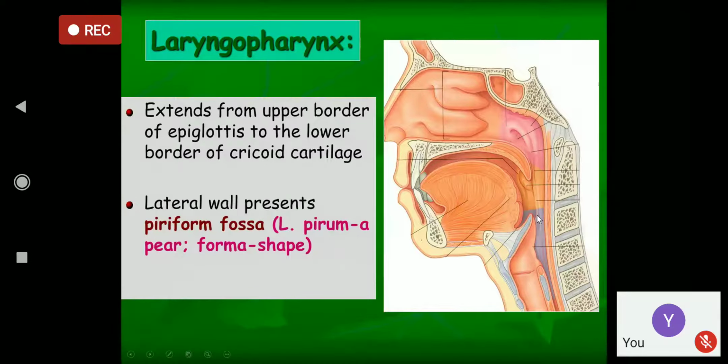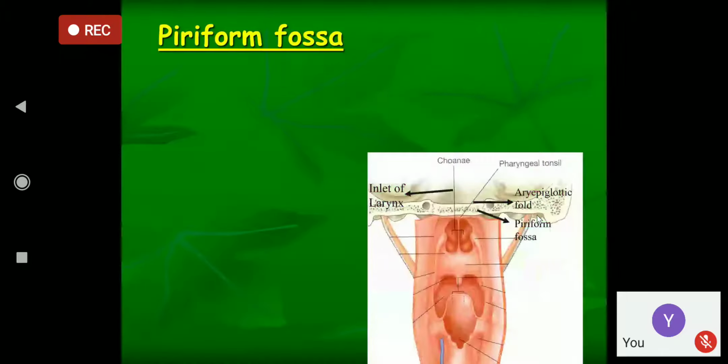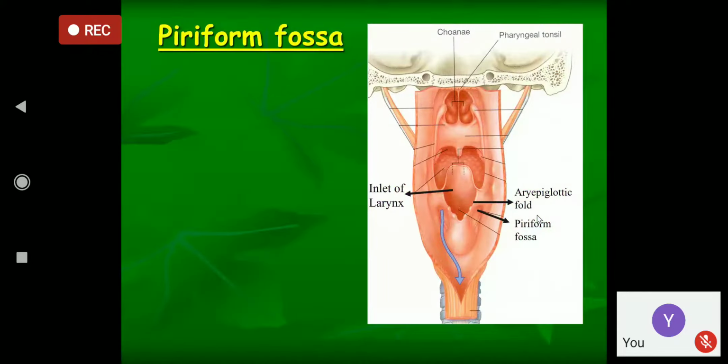Now, the main thing you have to know here is the lateral wall. In the lateral wall of the laryngopharynx, we have the pyriform fossa. Why is it known as the pyriform fossa? Because it is just like a pear shape. Now, just see this diagram. Never get confused with this diagram. This diagram is the posterior view of the pharynx. When you cut the pharynx and reflect it laterally and view it from the posterior part, you can see it like this.